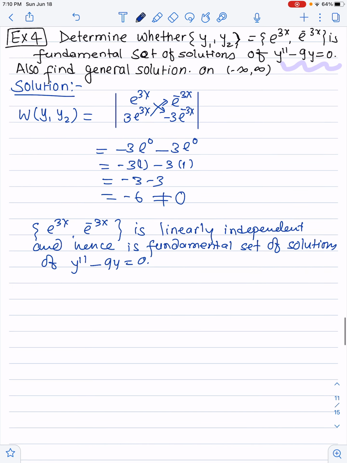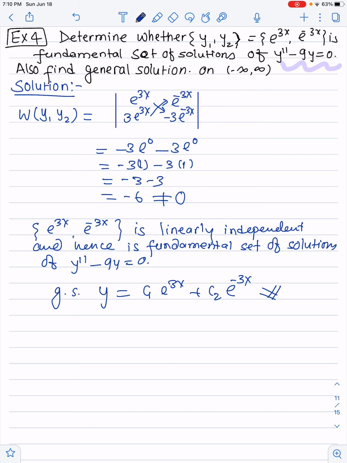Now let's find out the general solution. So the general solution is y equals c1 times y1, which is e to the 3x, plus c2 times y2, which is e to the negative 3x. So this is the general solution of that differential equation.